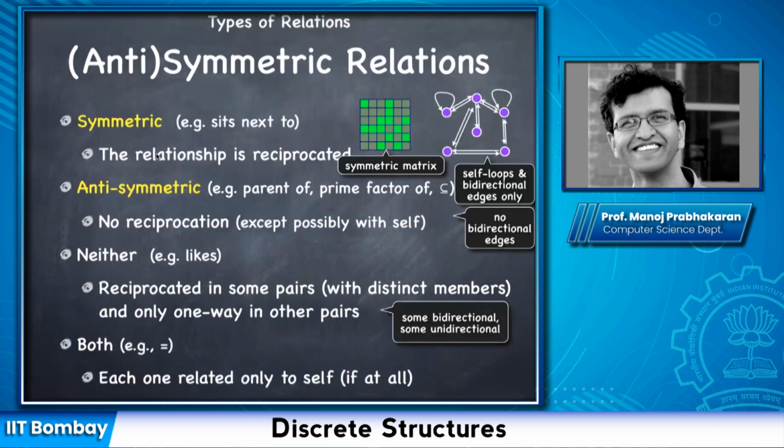You can also have relations which are both symmetric and antisymmetric, and that would be the case of a relation in which all the pairs are only self-loops. They're only pairs on the diagonal, right? So if you want to satisfy both these requirements, it says the only edges are self-loops or bidirectional edges, but you cannot have any bidirectional edges, so all you can have are self-loops. So that's what a symmetric and antisymmetric relation would look like. Again, not all self-loops need to be present, but whatever edges are present need to be self-loops.